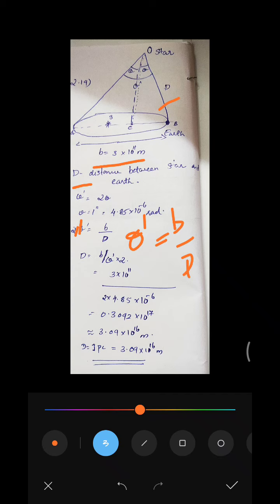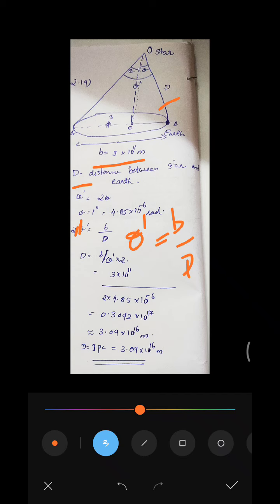Okay, one correction is there. 2 theta will be equal to b by d. Now d will be equal to b by theta into 2, b by 2 theta. Theta dash will not be there.